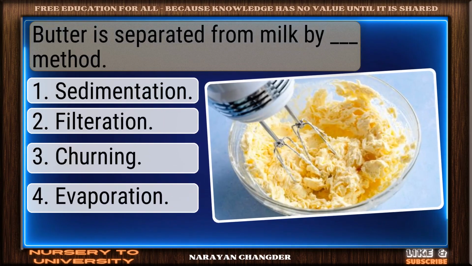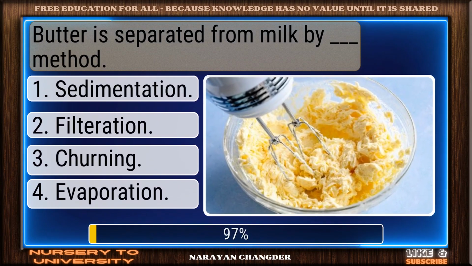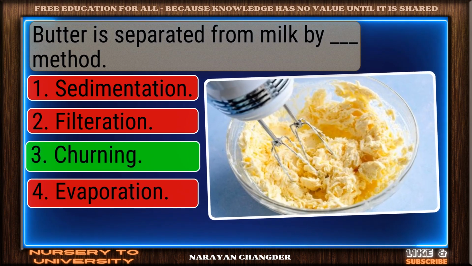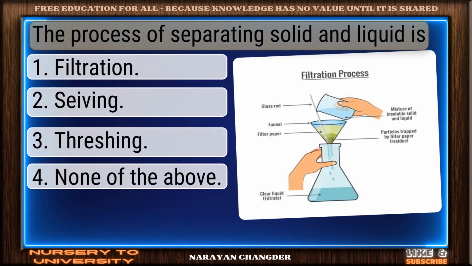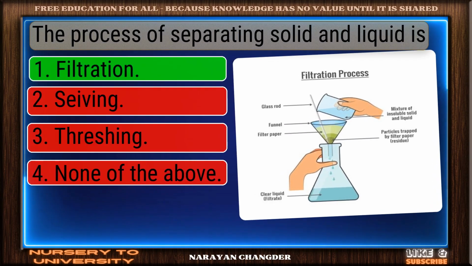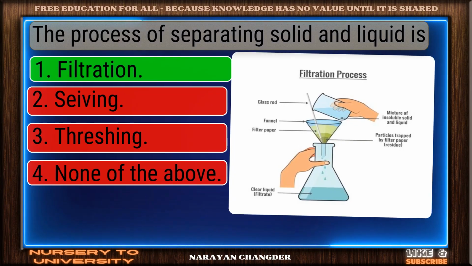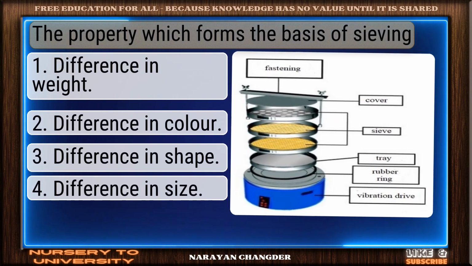Butter is separated from milk by dash method. Correct response. Churning is the most accurate answer. The process of separating solid and liquid is. Great job. Filtration is the accurate answer. The property which forms the basis of sieving.